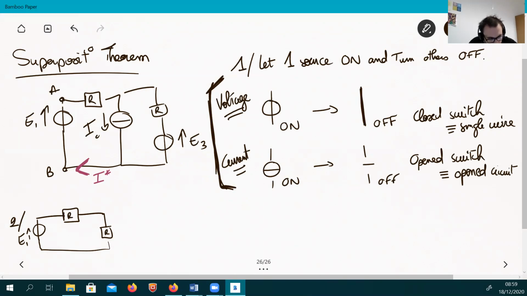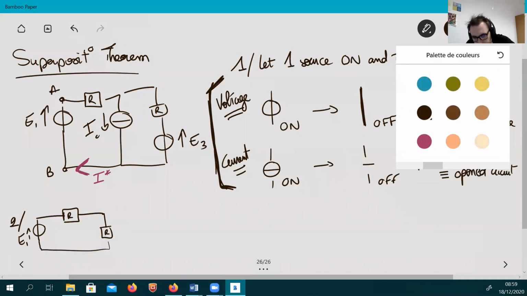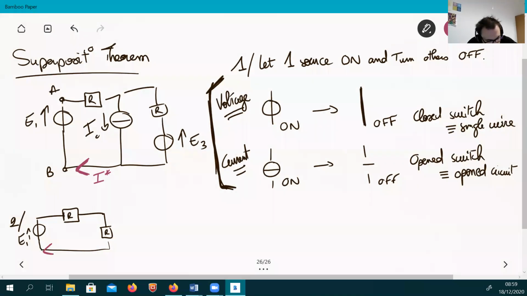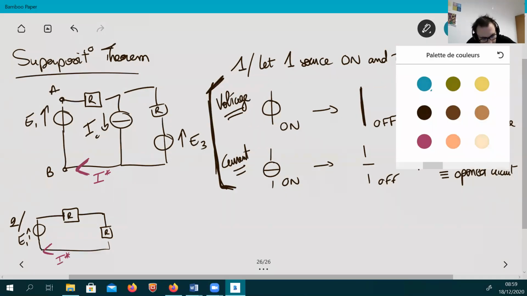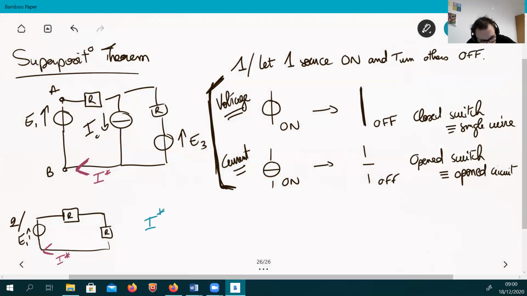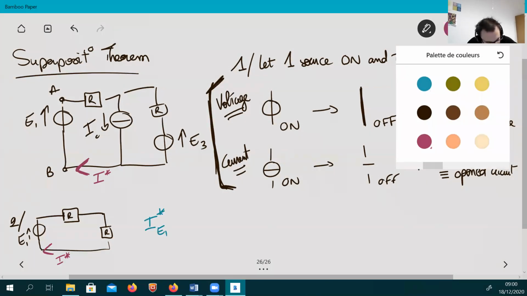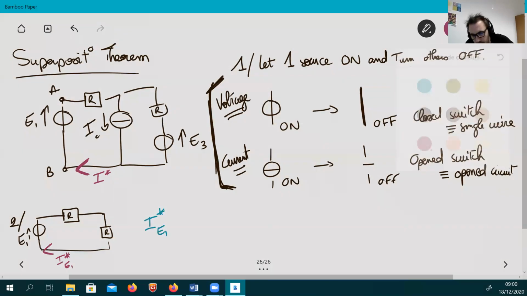Okay? And I'm still interested in the current flowing here, which is not really I star, but in fact, I'm going to call this I star, but only the contribution of E1. So what is I star E1 in this case? I have to go and calculate it. As soon as I get it, then I move to the next source.